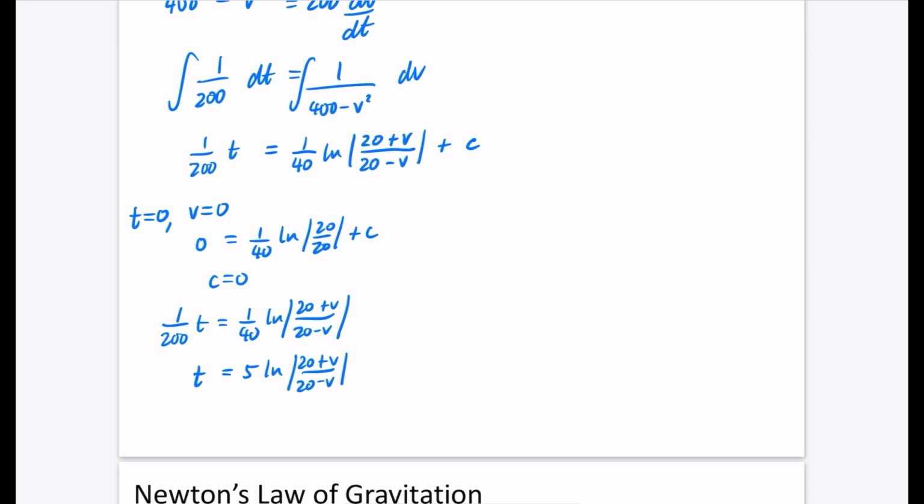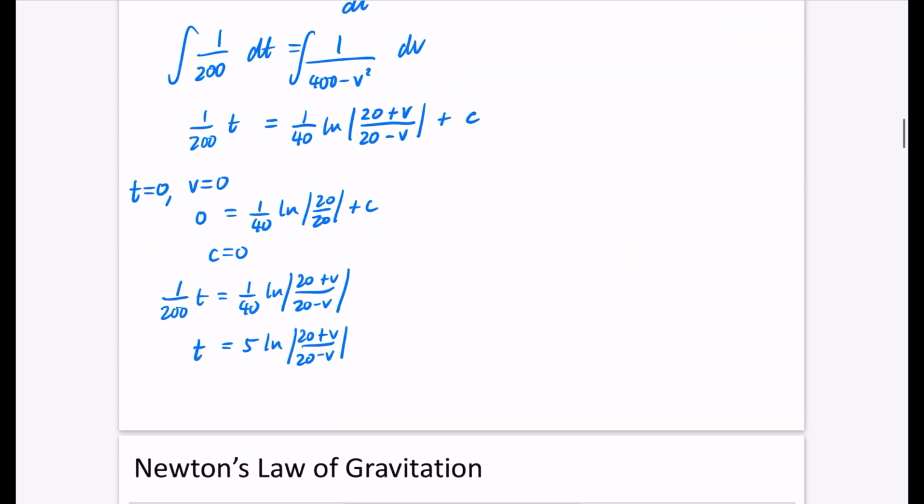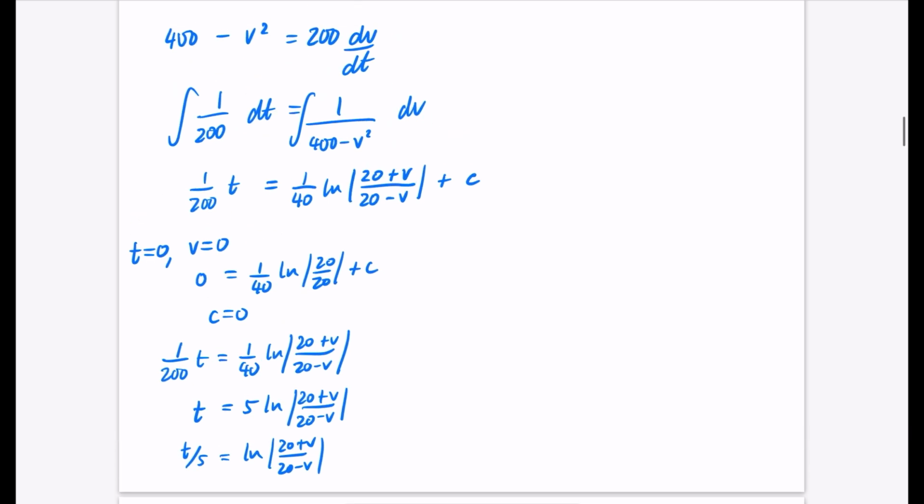We're going to try and make v the subject. The question wanted us to find v in terms of t. So I'm going to do t over 5 is the ln of 20 plus v over 20 minus v. And this is where I'm hopefully going to be able to continue with this way over here. So I'm going to do an exponential now. So I'm going to say that 20 plus v over 20 minus v is e to the t over 5.